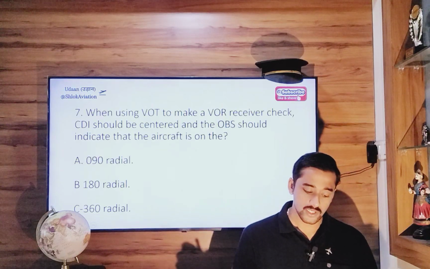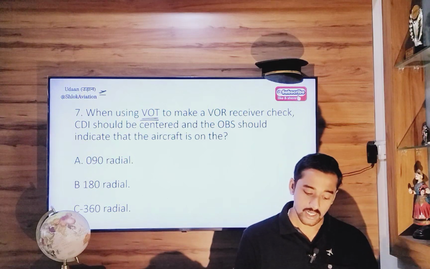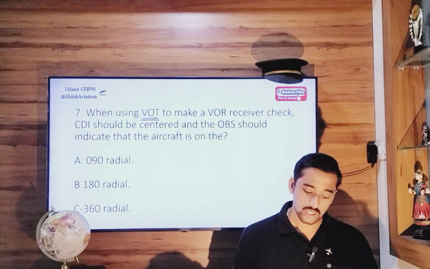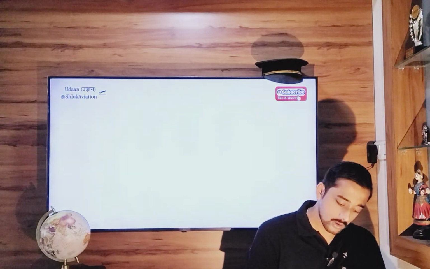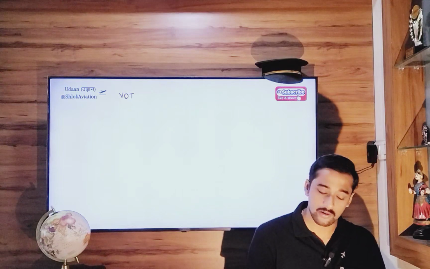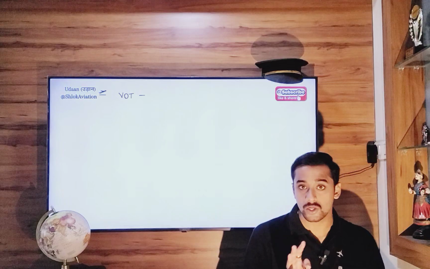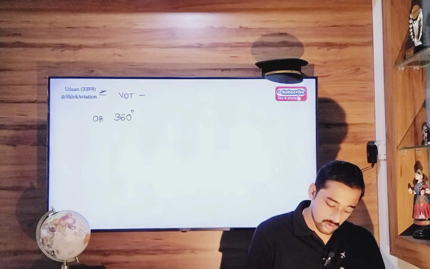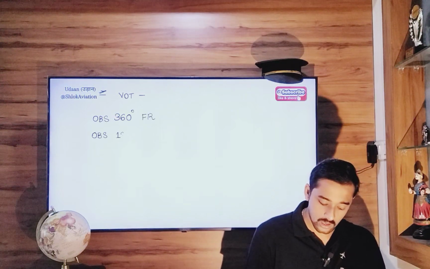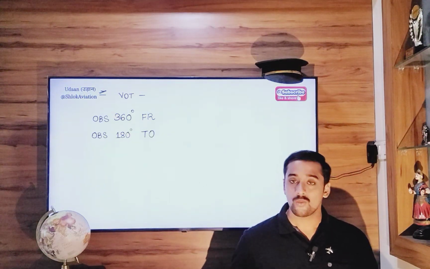Question number 7. When using a VOR test facility on the ground, VOT, the T stands for test. To make a VOR receiver check, the CDI should be centered and the OBS should indicate that the aircraft is on a certain radial. So remember, whenever you are doing a VOR check on the ground using a VOR test facility, you should always get one of two indications: OBS 360 degrees with a FROM indication, or OBS 180 with a TO indication. Remember this. So 360 FROM indication, 180 TO indication.